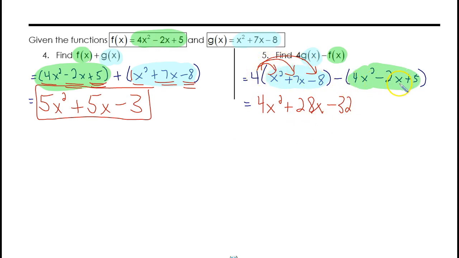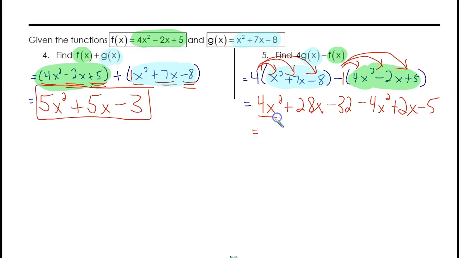Now, the second parentheses doesn't have a number in front of it, but there is a negative. And remember, anytime you're subtracting, it's like there's a -1 there that we have to distribute into the second parenthesis. So we're going to distribute here as well to get minus 4x squared plus 2x minus 5. And that just changes the signs in the second parentheses. Fix that x there. It doesn't look very good. 2x. All right, now we're going to put together our like terms.